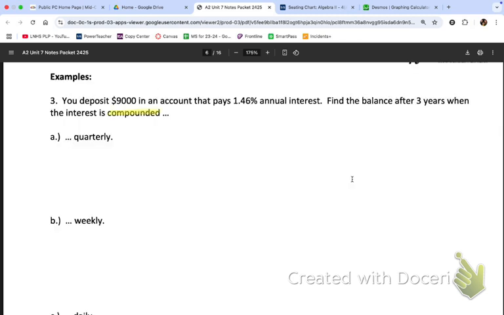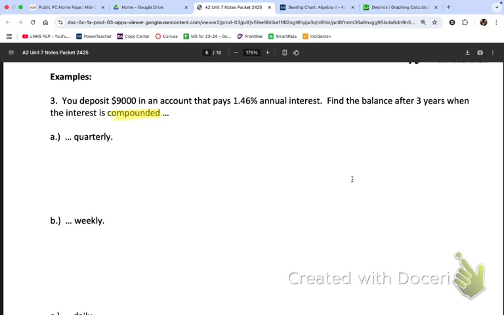You deposit $9,000 in an account that pays 1.46 percent annual interest. Find the balance after 3 years when the interest is compounded. Because it says that word compounded, you have to use this formula. You can't use the one from the previous page. Obviously, it's exponential growth, but it's specific to bank accounts.